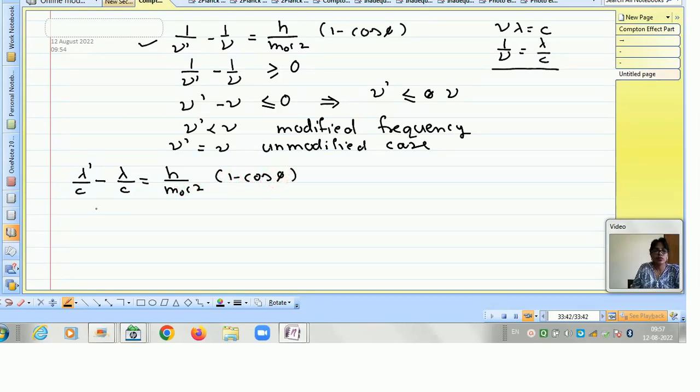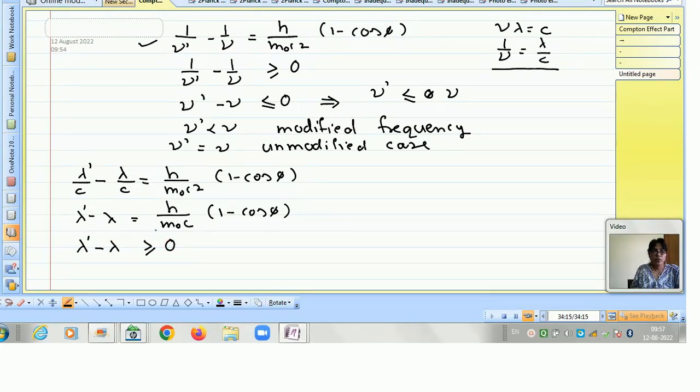1 minus cos phi, and this c can be taken common, so it will be lambda dash minus lambda, and this c gets cancelled with 1 c, so it will be h upon m naught c into 1 minus cos phi. So this is the relation. Again we see that this is a positive factor, a 0 or positive value, so we can write lambda dash minus lambda is always greater than or equal to 0.